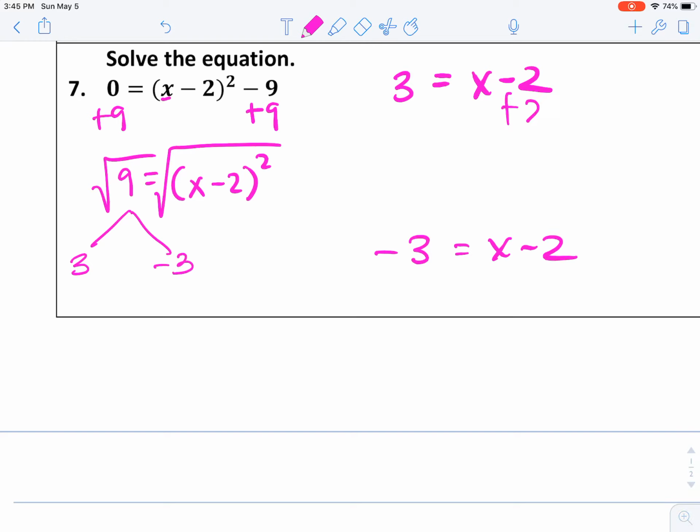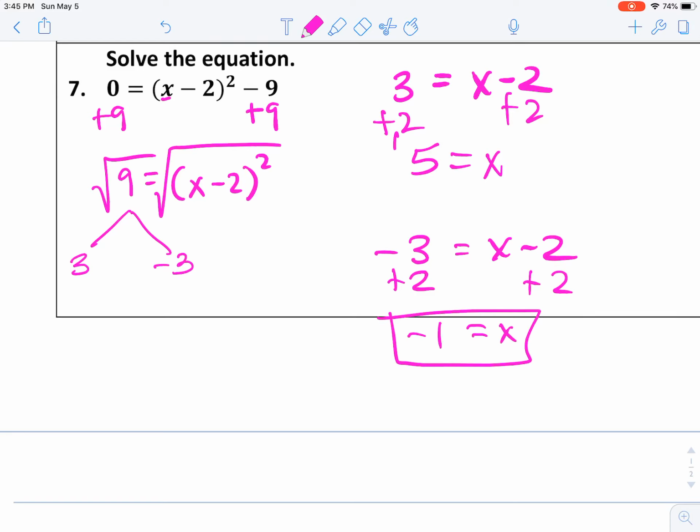And when I add 2 to both sides, x equals 5, and x equals negative 1. And so I do have two solutions.